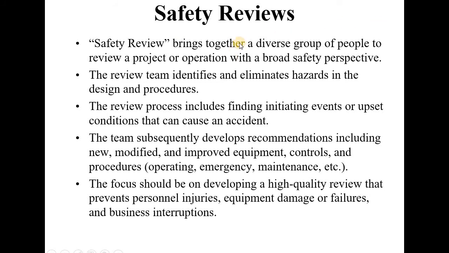And the last thing we have in this chapter is the safety reviews. And safety review is just bringing a group of people, and they talk together, and of course they are experienced people. The review team, what do they do? They identify what are the hazards, and then they try to eliminate those hazards through looking at the design and procedures. And the review includes finding the initiating event. So why does this hazard get released and harm people? What is initiating it? What is going wrong, and what is upsetting our process?